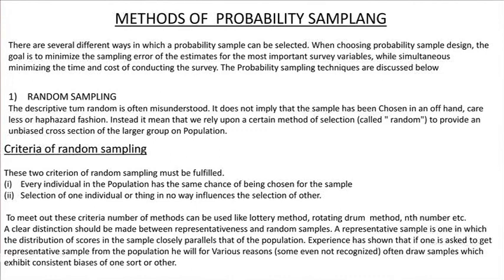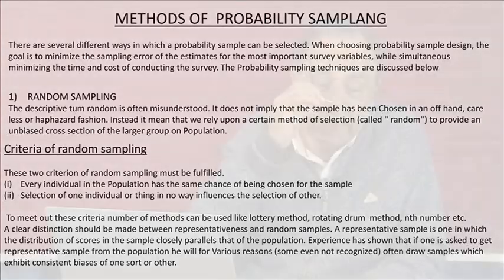Second, the selection of one individual or thing in no way influences the selection of the other. That means, if number 1 is selected, it will not influence the selection of any other number in any way. Let us take a very small example. Suppose I have a population of 100 and I have to choose a sample of 10. Random sampling means everybody has an equal chance. Number 1 can be selected, number 90 can be selected, 50th can be selected. How that will come, we will talk about in the technique. If 1 is selected, it does not mean that roll number or serial number 2 will be rejected.